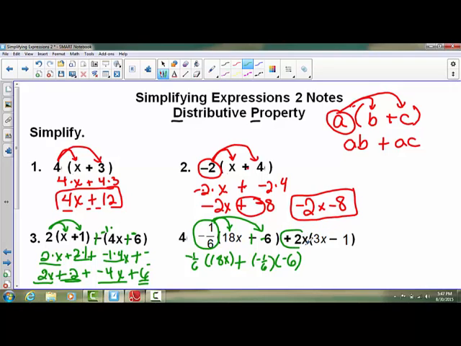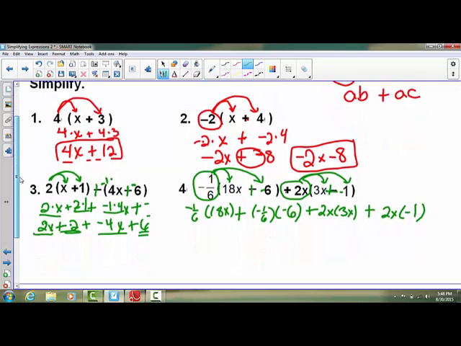Okay, so this positive 2x is going to distribute to the 3x and the minus 1, except we said that would be plus negative 1. Okay, so we're going to have plus 2x times 3x plus 2x times negative 1. And that shows a little more space here to work with.